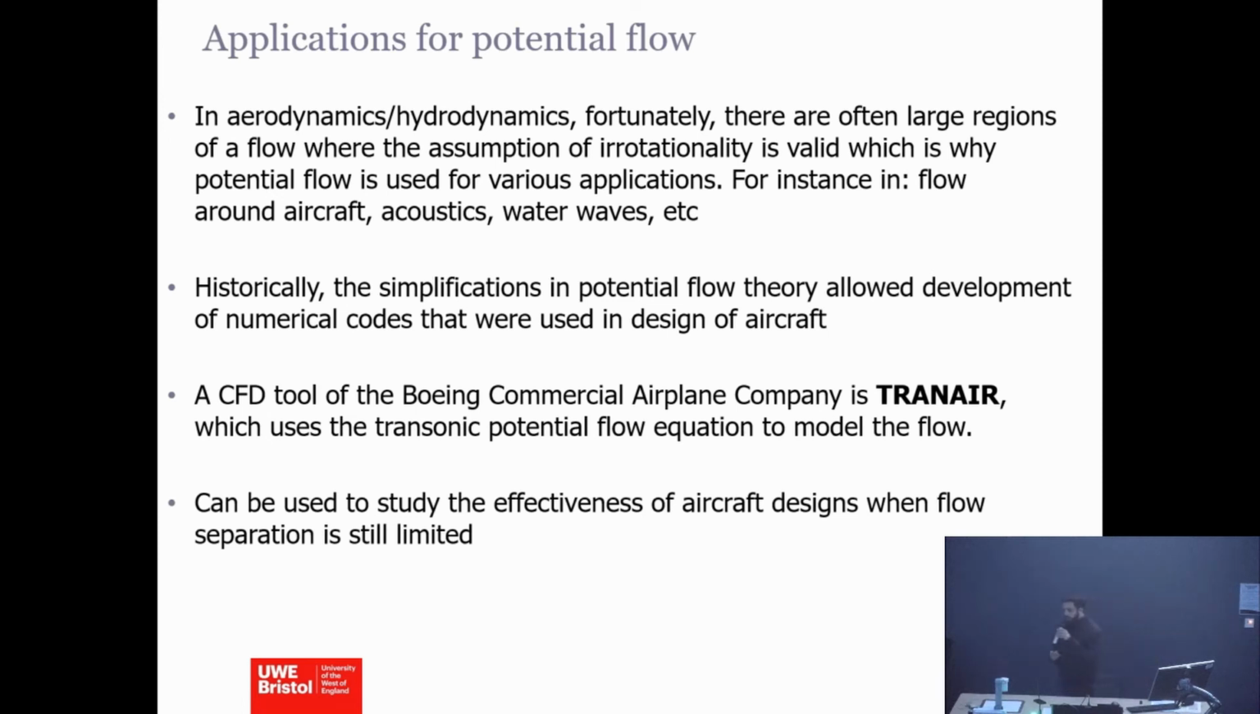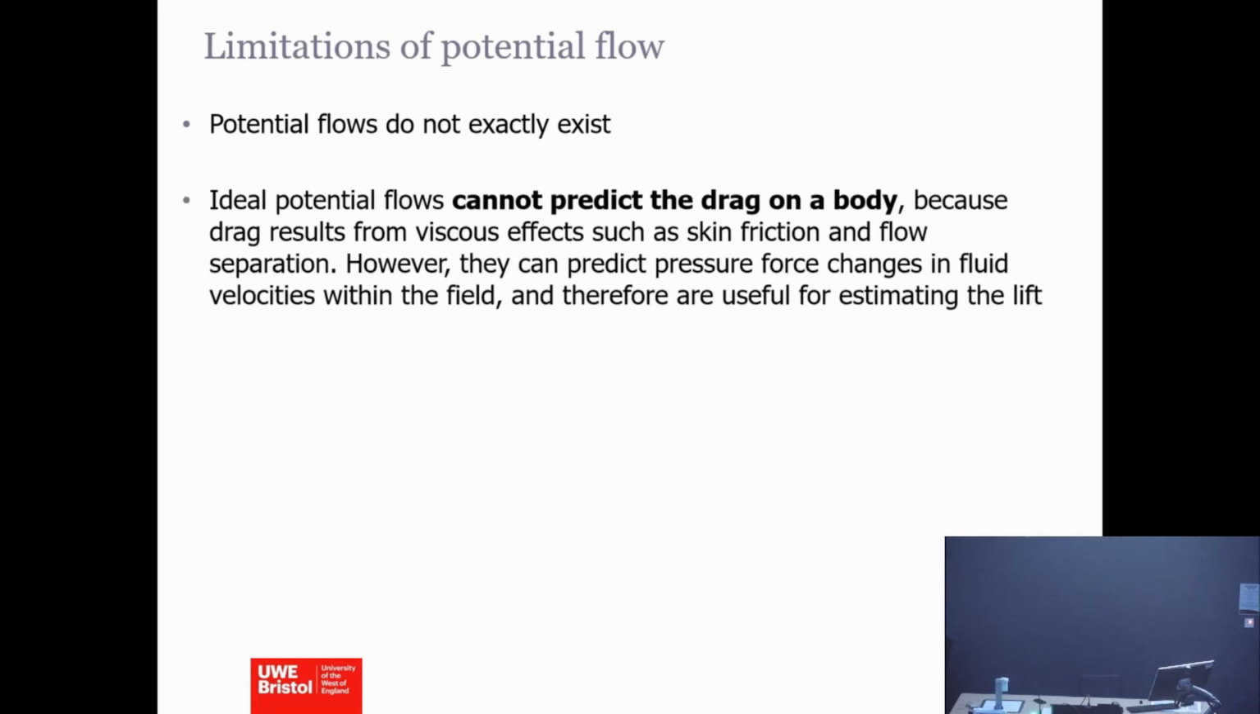So we can use it also as a way to see the effectiveness of a design. You can design an aircraft, run a potential flow around it, let's say transonic in this case, see what happens, maybe it's not what you're expecting, change the design and run it again. So it could be a very first check on your design. Obviously, the limitations: we know that potential flow does not exist in real life. This is a very simplistic flow, but of course there are applications where you can use it.